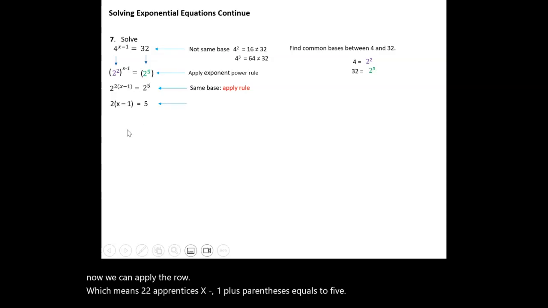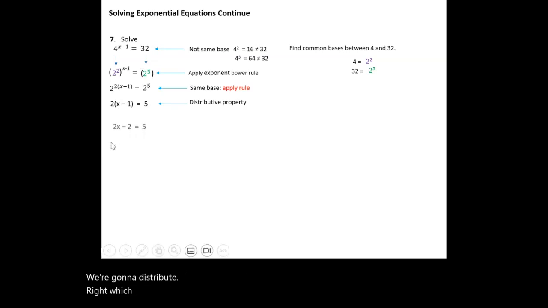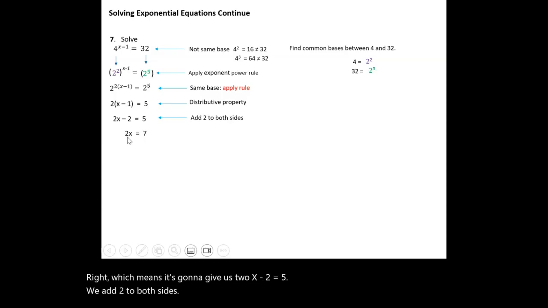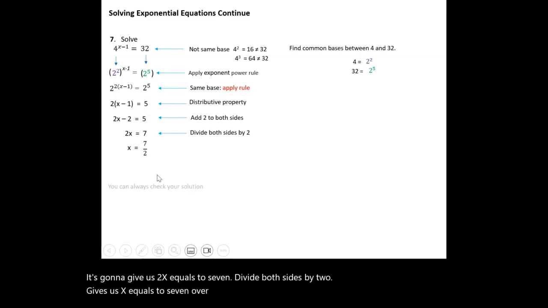We're going to distribute, right? Which means it's going to give us 2x minus 2 equals 5. We add 2 to both sides. It's going to give us 2x equals 7. Divide both sides by 2. Gives us x equals 7 over 2.